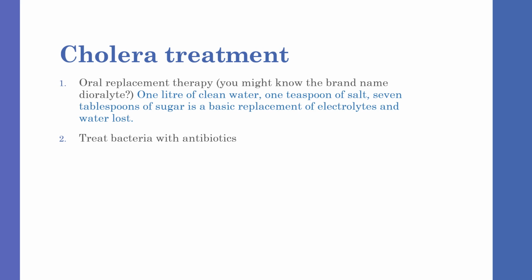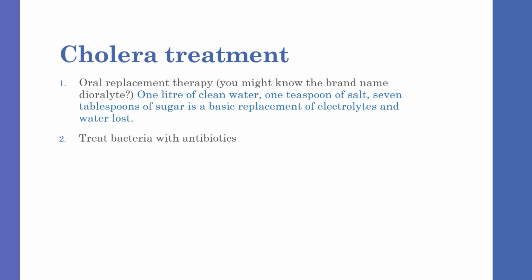But what would do is clean water. One litre of clean water, which can be boiled or cleansed with whatever else you want, chlorine tablets. One teaspoon of salt to make sure the sodium goes back in. This is all osmosis. And seven tablespoons of sugar. That's the basic replacement theory. And if you've ever had an isotonic drink, they taste a little bit like tears or sweat. You've got the saltiness to go with that.